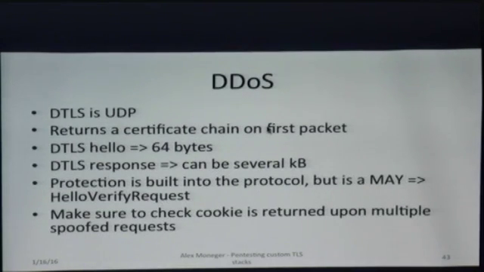Just a tiny word on DDoS. So DTLS is UDP, right? It's the TLS version running over UDP, just to really simplify. And if you look at it, it returns the certificate chain on the first packet, right? So the thing is, you're sending a DTLS hello message, which is roughly 64 bytes, which you can obviously spoof since it's UDP, and you're getting a DTLS response, which can be several kilobytes, right? Because it's a cert chain. So that's a major problem.